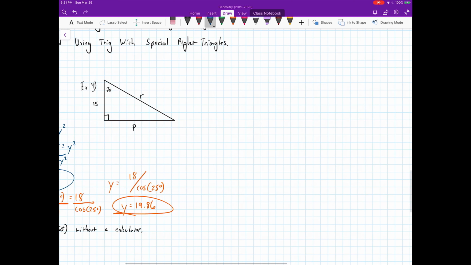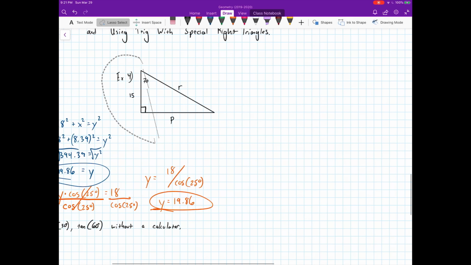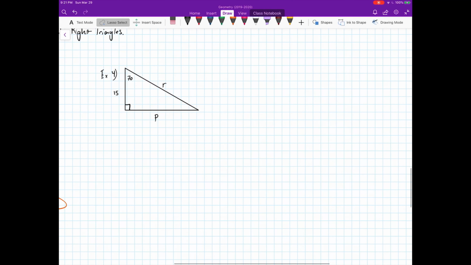All right, so let's look at example 4. Maybe we'll move it over a little bit. Okay. And we're looking for r and p. So let's get maybe r for this one. We'll start with r. So r is the hypotenuse, right? P is opposite, and 15 is adjacent.